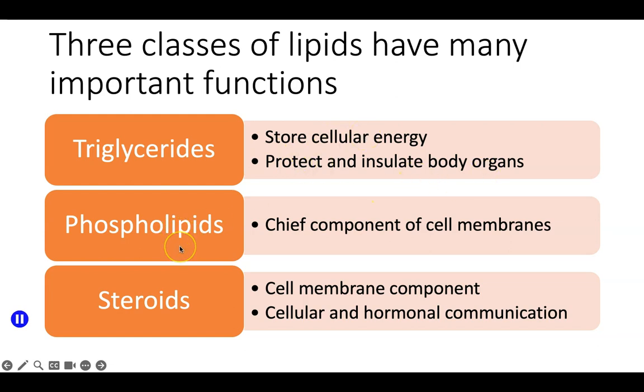Next up, we have phospholipids. These are the chief component of cell membranes. So most of the cell membrane is made up of phospholipids. And then finally, we have steroids. These are also a component of the cell membrane, and they are participants in cellular and hormonal communication.